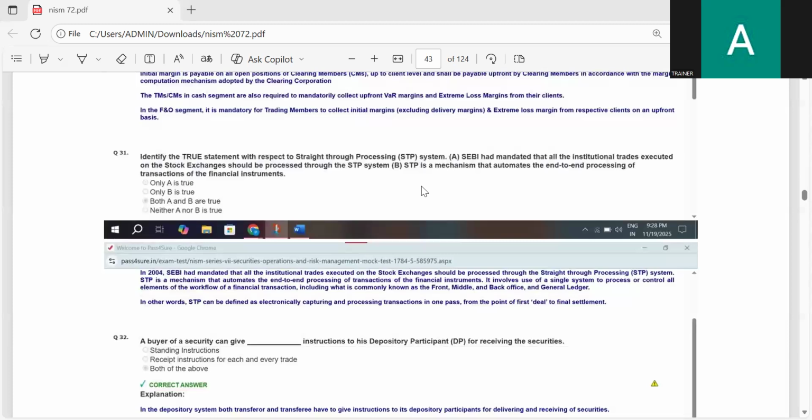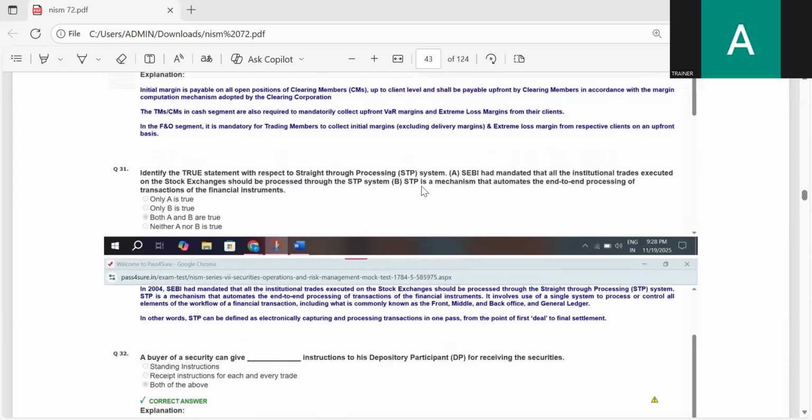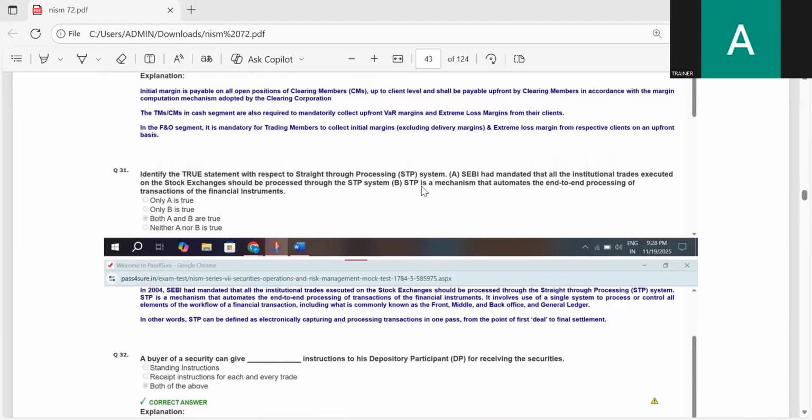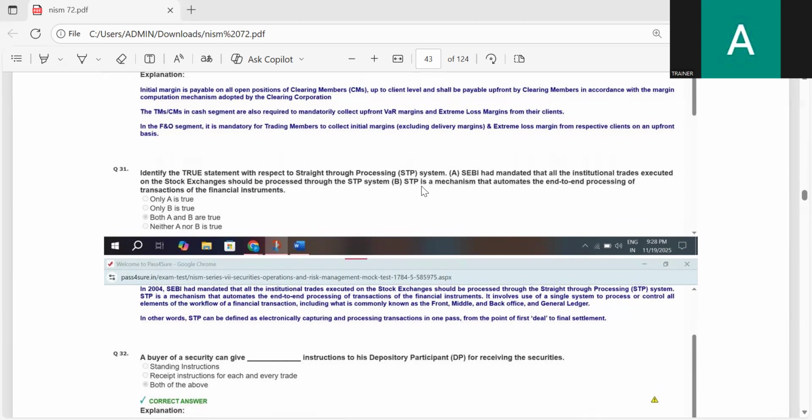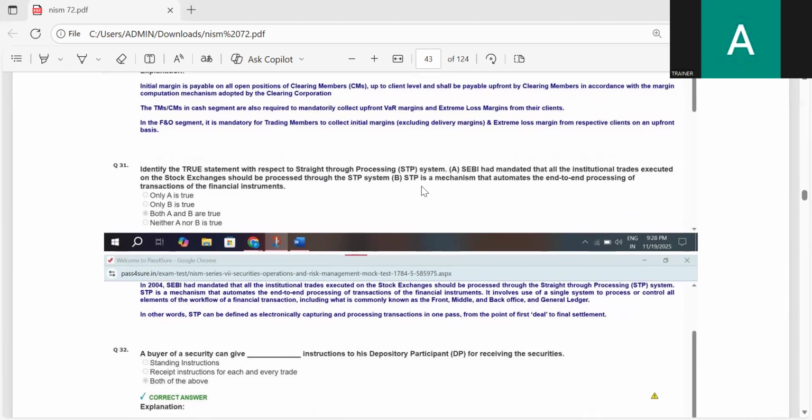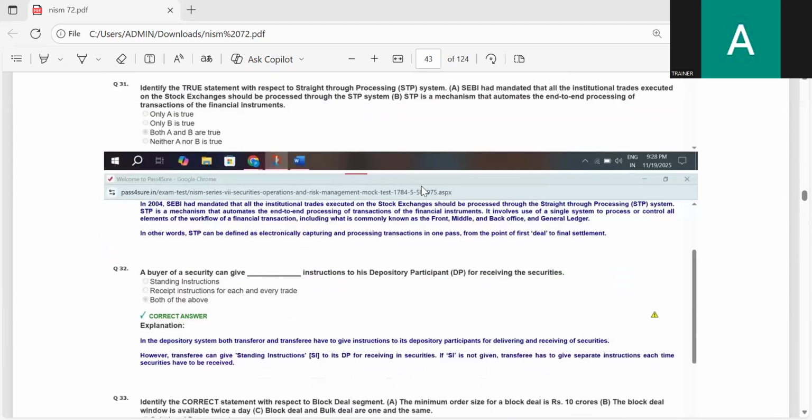Identify the true statement with respect to the straight-through processing system (STP). A: SEBI had mandated that all the institutional trades executed on the stock exchange should be processed through the STP system. B: STP is a mechanism that automates the end-to-end processing of transactions of the financial instruments. Both A and B are true.